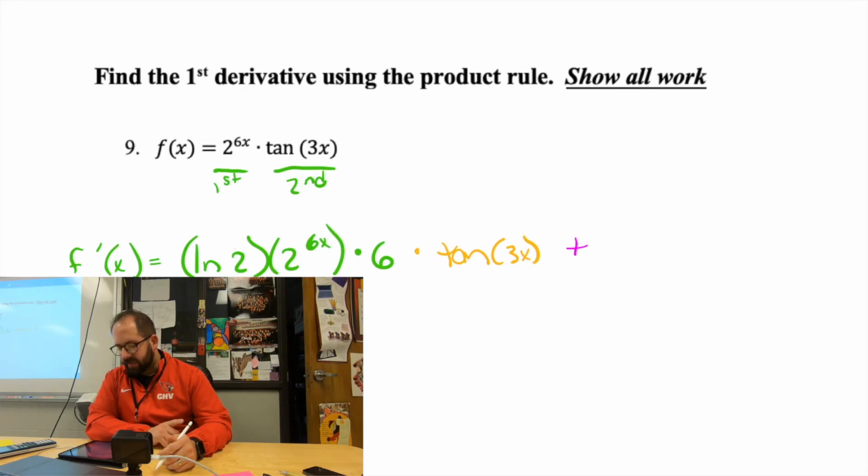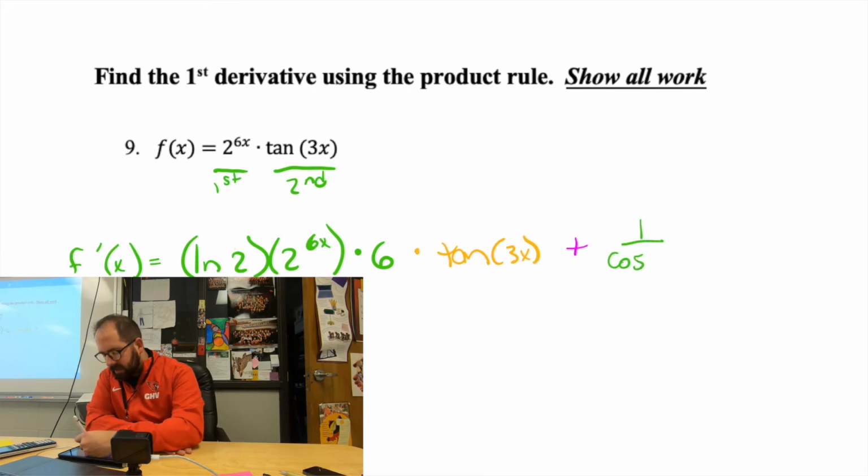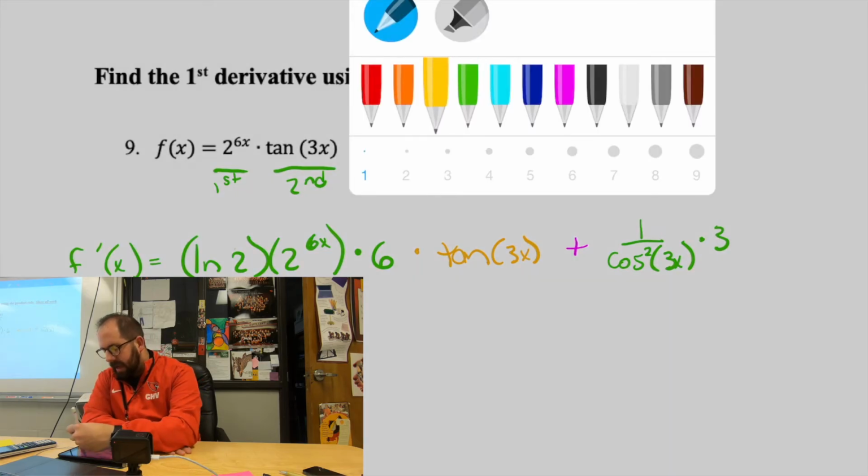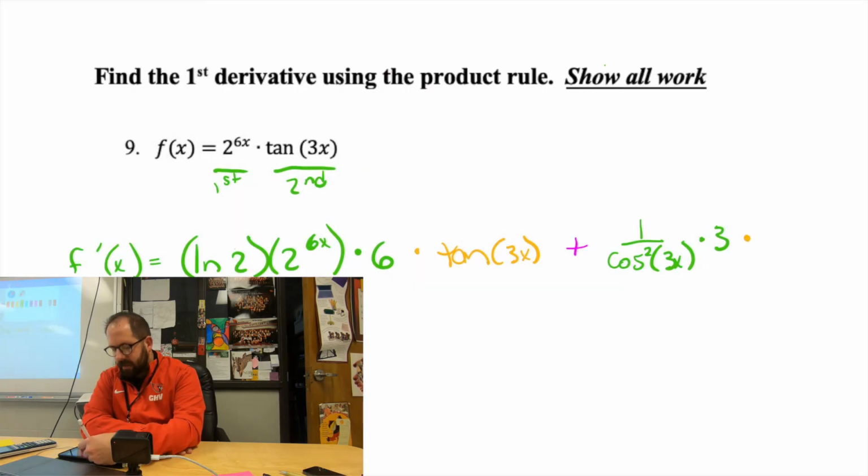So now, what is the derivative of the second item? Well, that was 1 over cosine squared of whatever that item was, times the derivative of the inside of tangent. What is the derivative of that 3x? That's just a 3. That's the derivative of the tangent part. It's a chain rule. The derivative of tangent is 1 over cosine squared, and then you have it times the inside of it. Now we have to take it times the first. The first was 2 to the 6x.